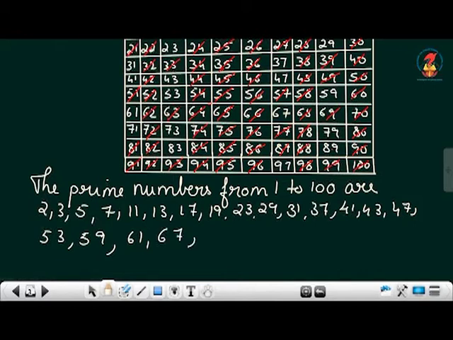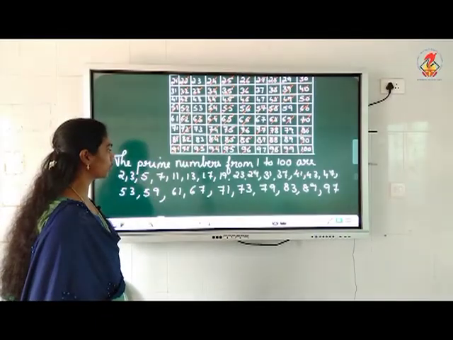71, 73, 79 is not crossed out, so they are prime numbers. Then you have 83 and 89. And then at last you have 97. Okay, so these are the prime numbers from 1 to 100.